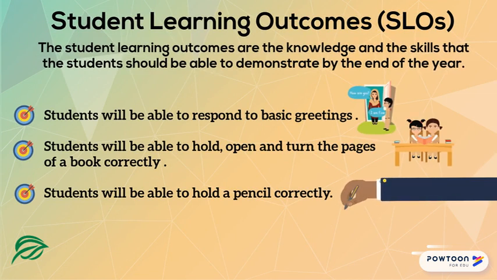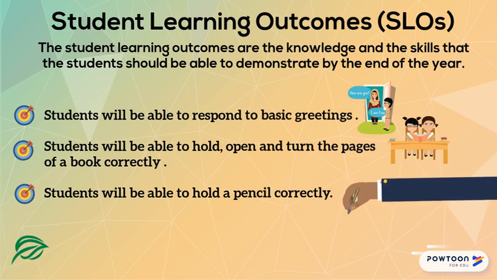Student Learning Outcomes, SLOs. The student learning outcomes are the knowledge and the skills that the students should be able to demonstrate by the end of the year. For example, students will be able to respond to basic greetings. Students will be able to hold, open, and turn the pages of a book correctly. Students will be able to hold a pencil correctly.